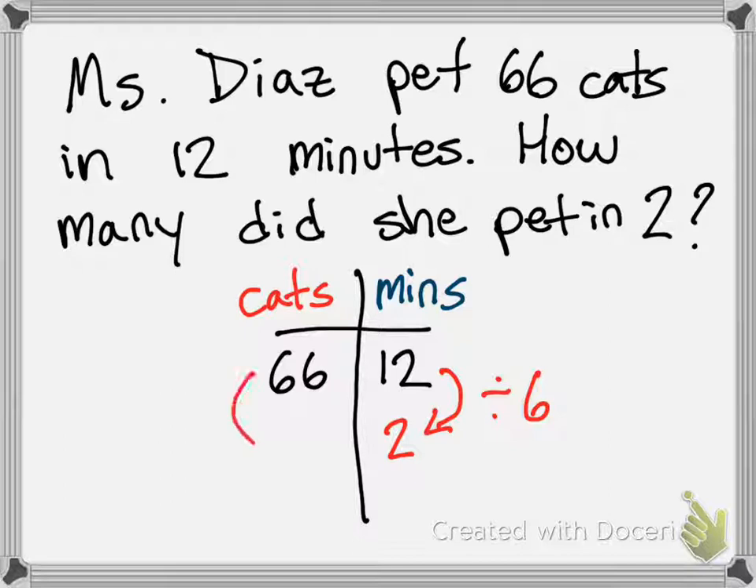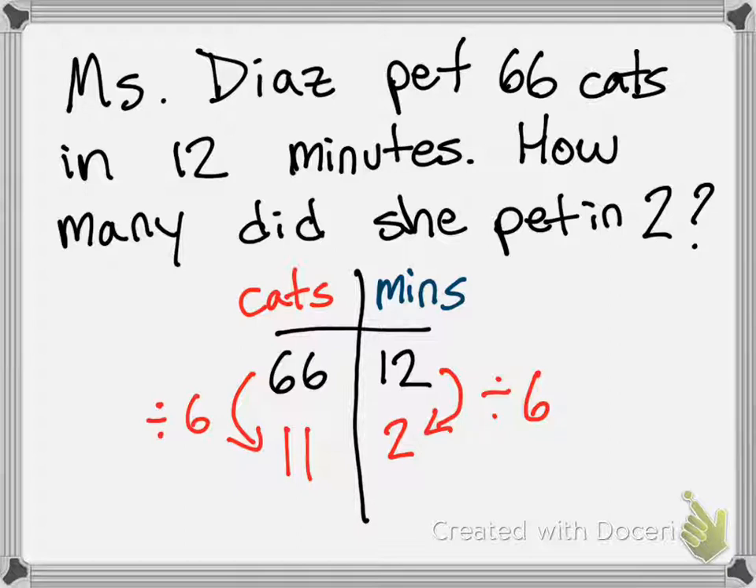So what am I going to do to the other side, Lily? Divide by 6. Hey, everybody, I'm not going to ask you to show it on your fingers because you can't. But what's 66 divided by 6? What is it, Lucy? 11. So I pet 11 cats in 2 minutes.